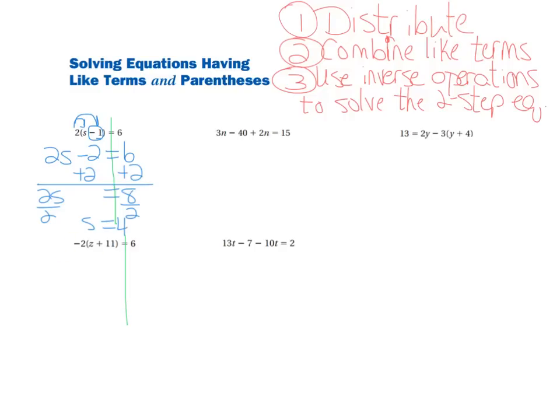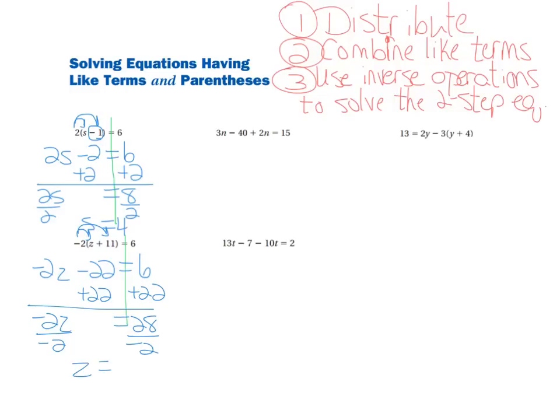There is. I'm going to distribute this negative 2. Negative 2 times z is negative 2z. Negative 2 times positive 11 is negative 22. Bring down your equal sign, bring down your 6. Do I have any like terms to combine? I don't. Something with a z and then a constant, those are not like terms. I'm going to add 22 to both sides. I get negative 2z equals 28. That's multiplication, so I'm going to divide both sides by negative 2, and z is negative 14.